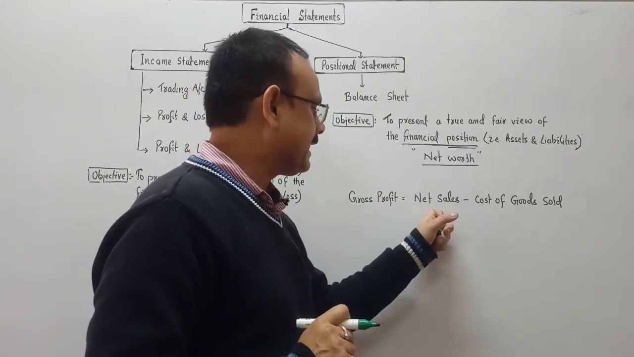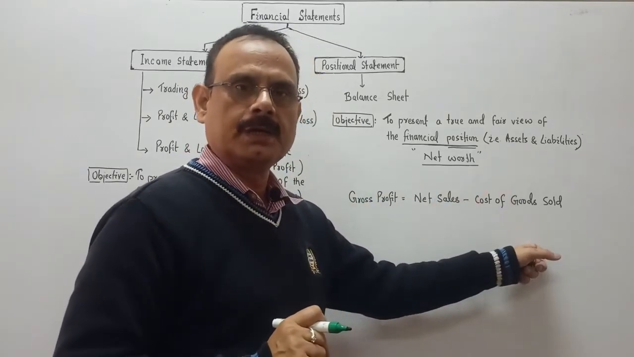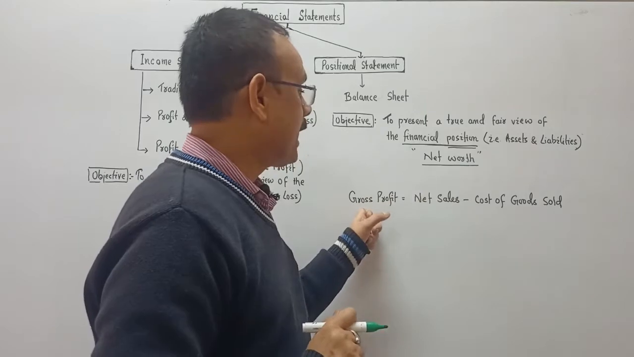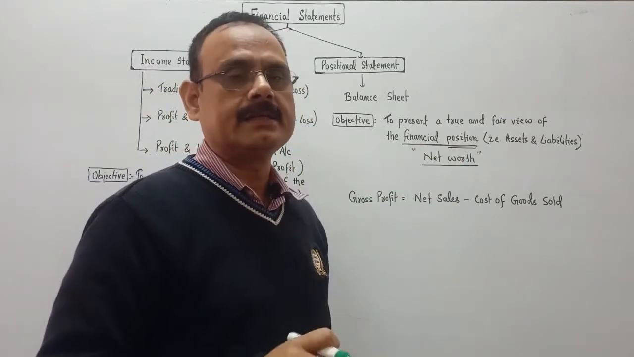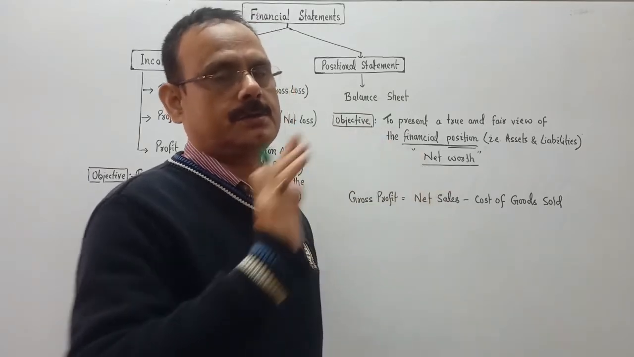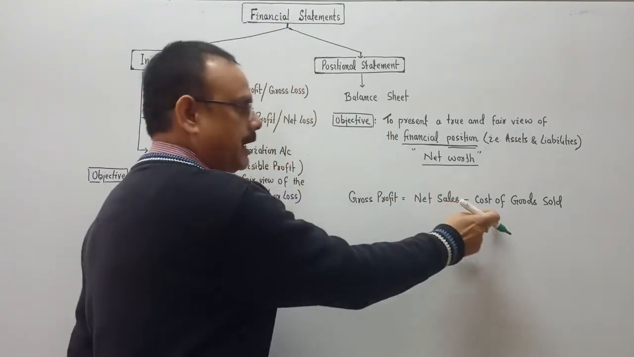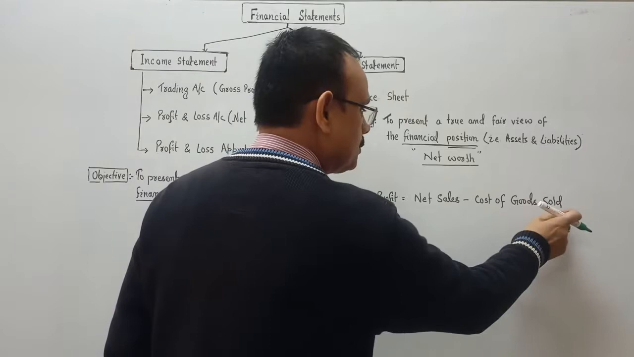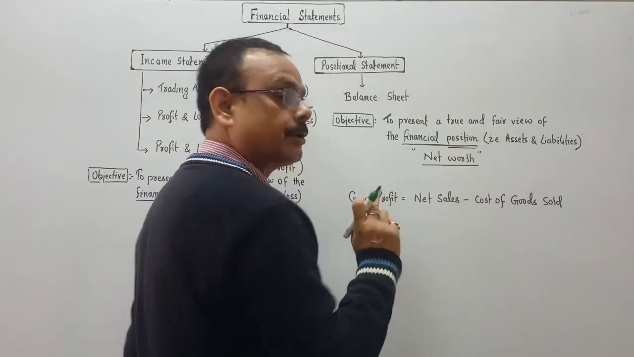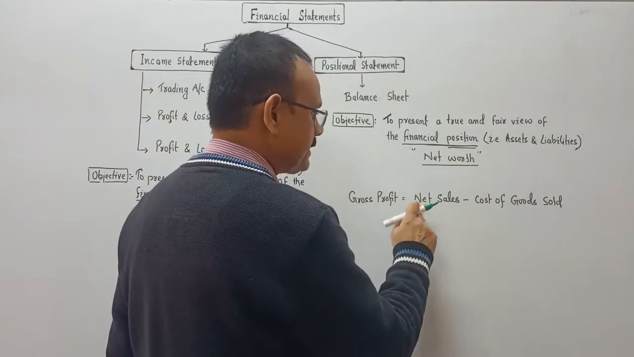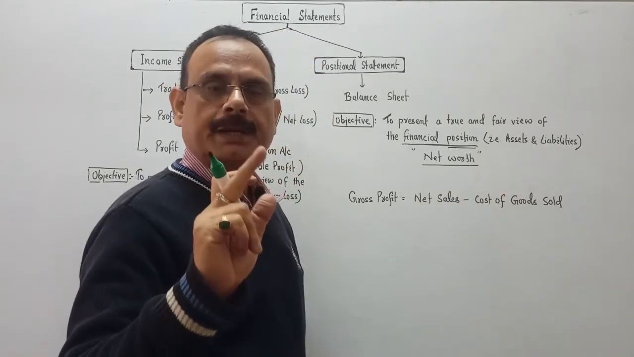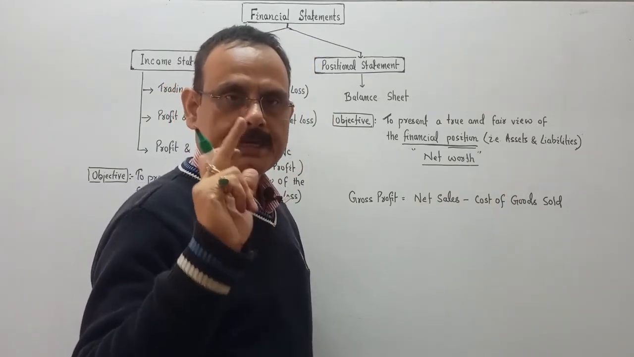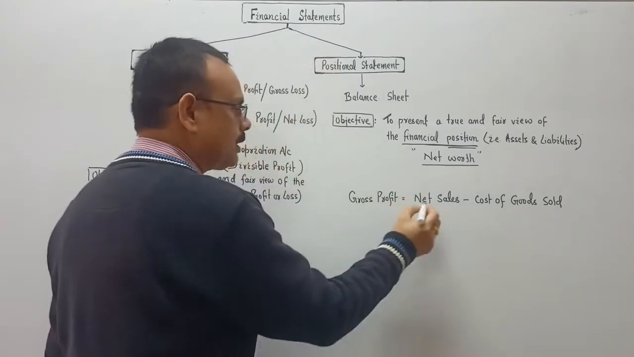If net sales exceed the cost of goods sold, then it is a gross profit, and vice versa. If the cost of goods sold exceeds the net sales, then it's a gross loss. And if net sales exceed the cost of goods sold, the difference will indicate gross profit. So what is net sales?